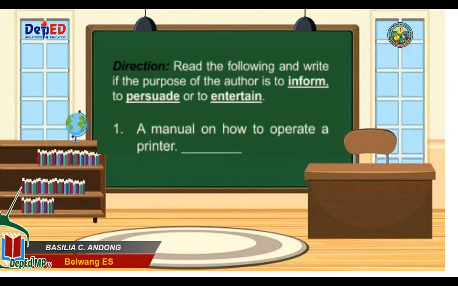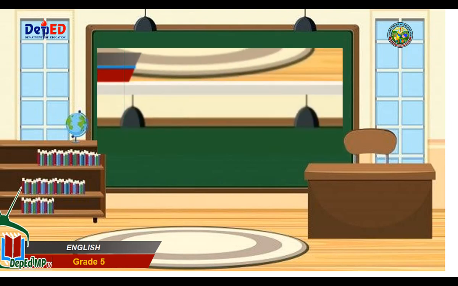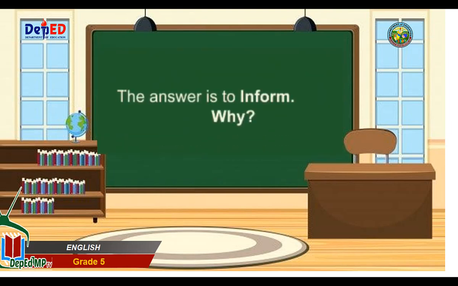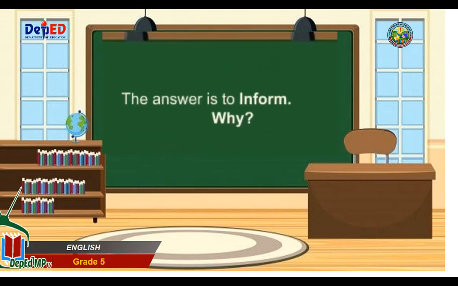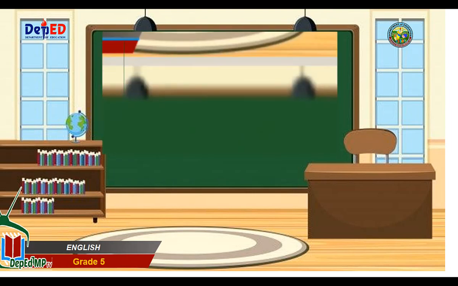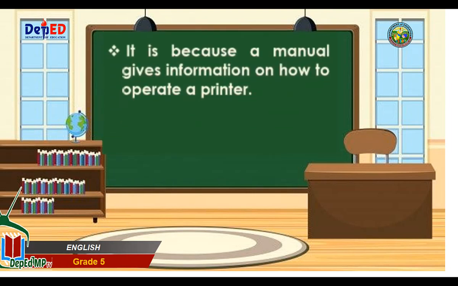Number 1. A manual on how to operate a printer is blank. The answer is to inform. Why? It is because a manual gives information on how to operate a printer.